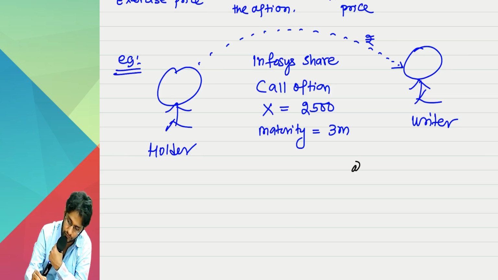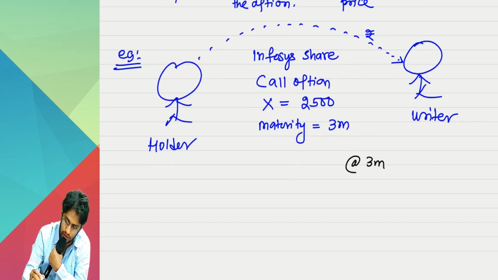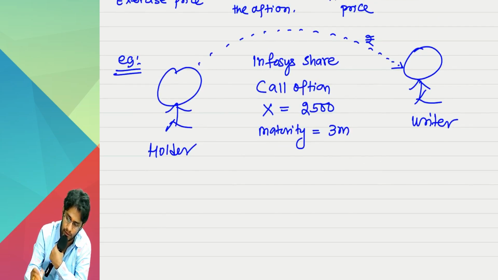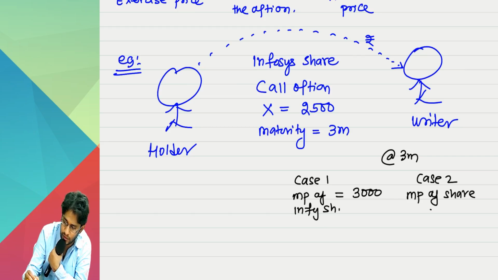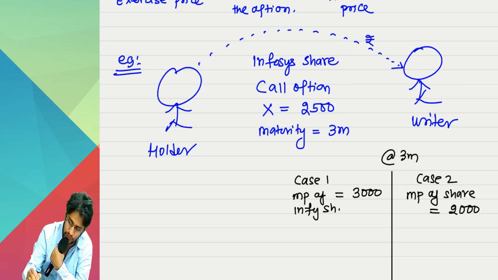So at 3 months time, I'm taking the next page, so it will be easy for you to analyze. At 3 months time, case 1, market price of Infosys share is 3000. Case 2, market price of Infosys share is 2000. One by one we will do case 1, case 2 separately.